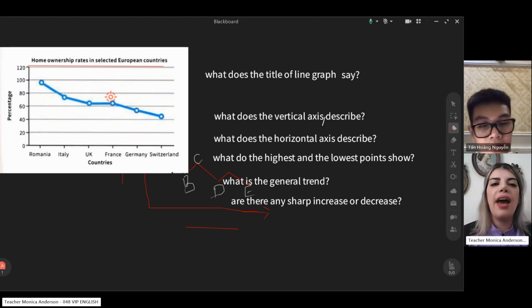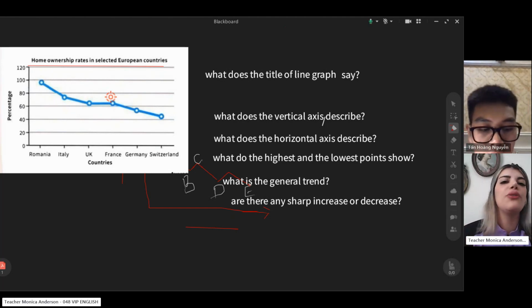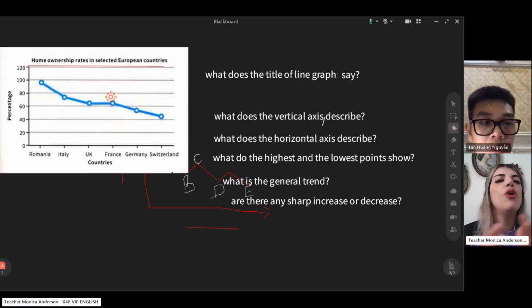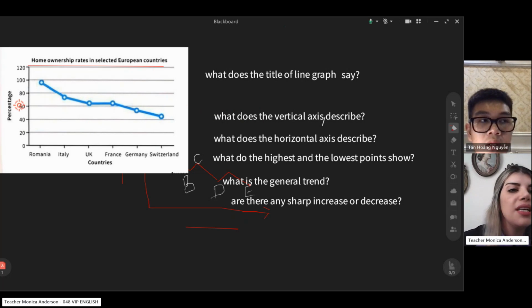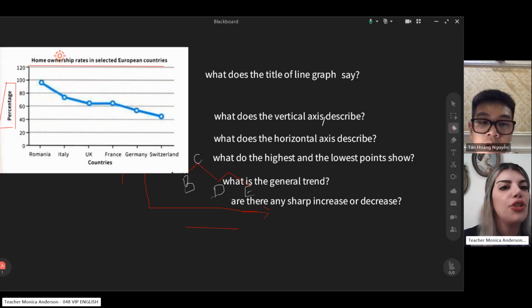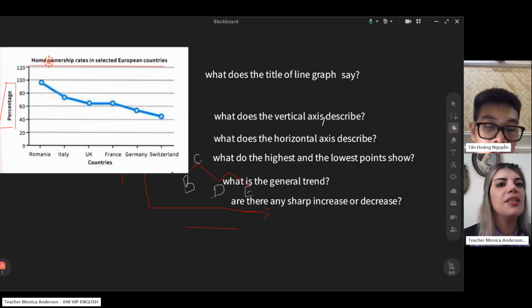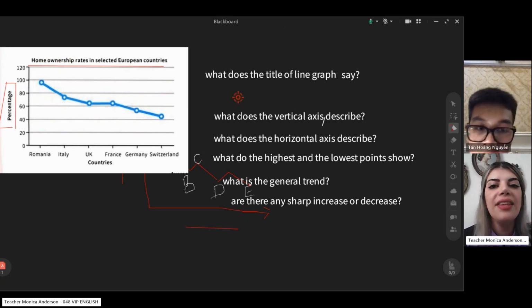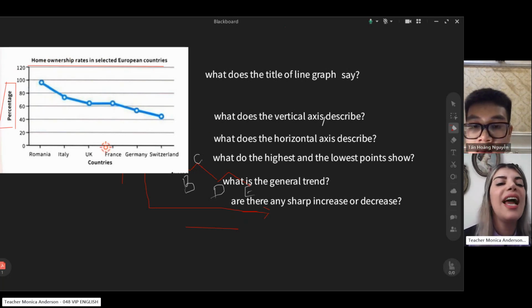The given line graph, or for example, the line graph illustrates, demonstrates, shows home ownership rates in selected European countries. This is the first line of your overview. The second one, what does the vertical axis describe? Vertical axis is a percentage. Percentage of ownership, of course. Percentage of people ownership.